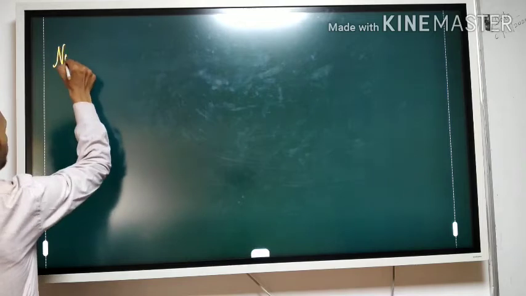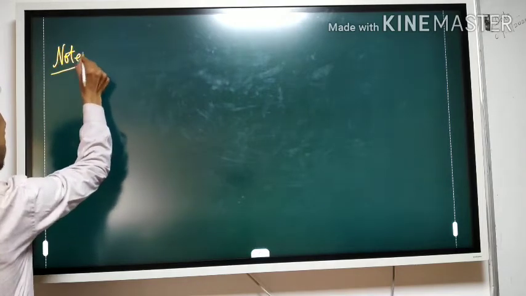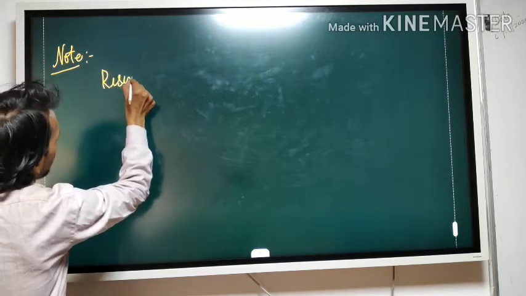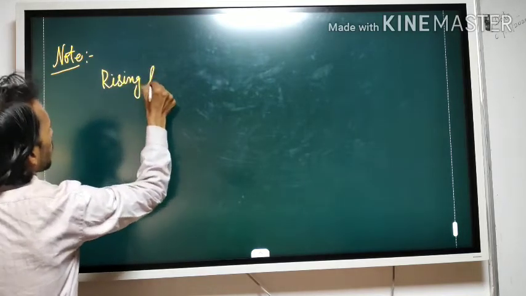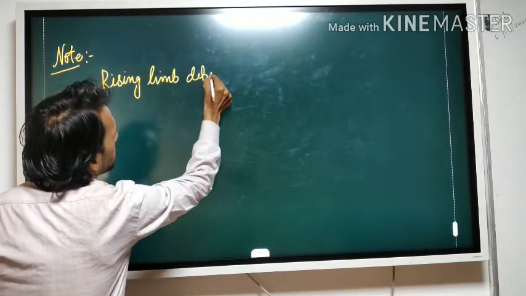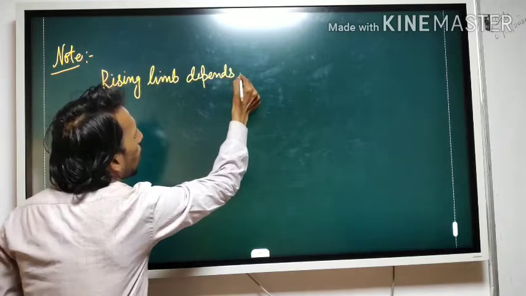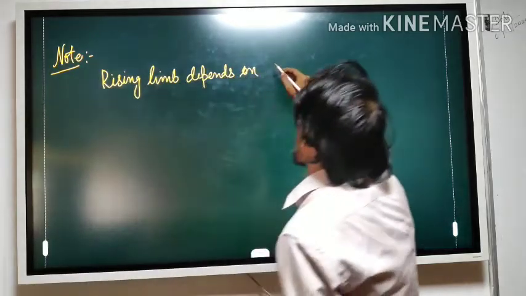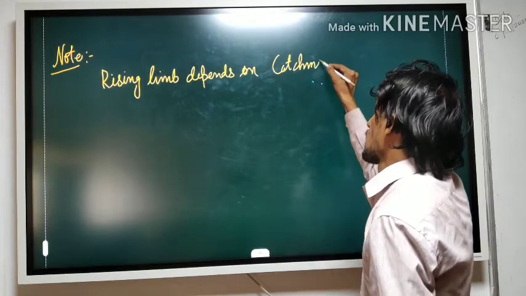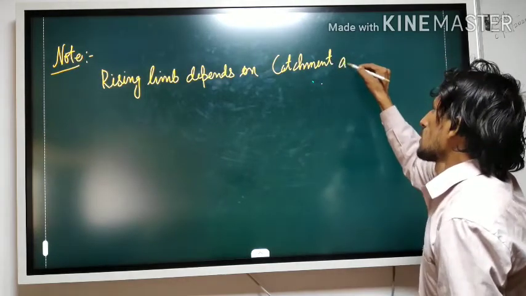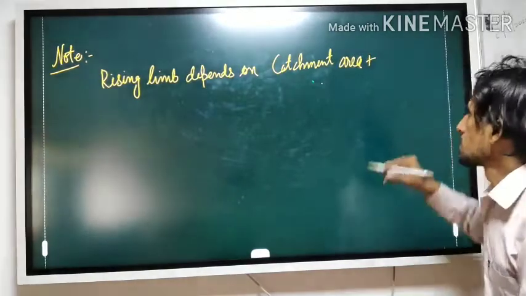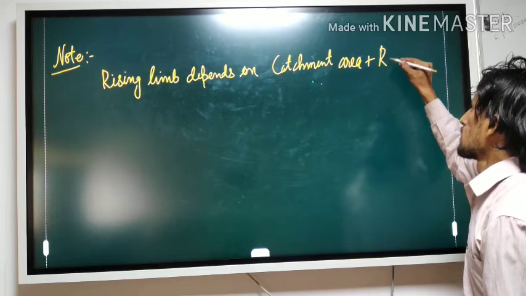Now I will write it as a note that the rising limb depends on catchment area plus the rainfall.